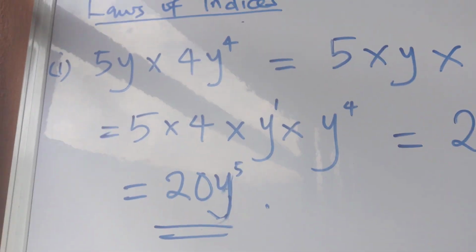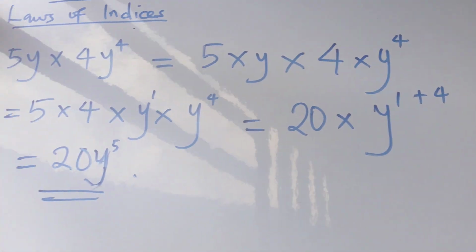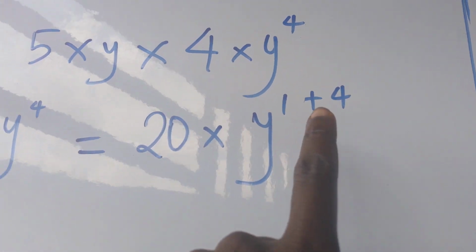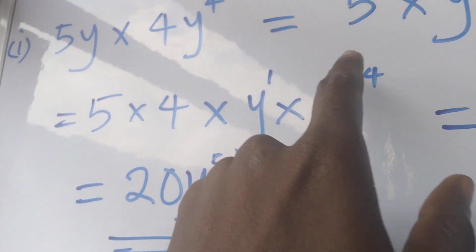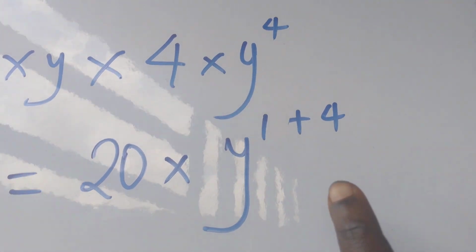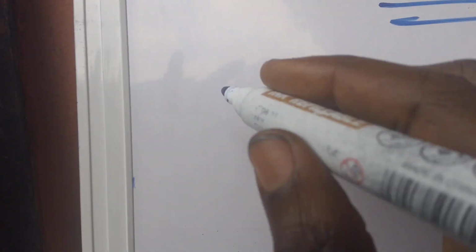So this is 5 times 4 times y raised to power 1 times y raised to power 4. That will give you 20 times y, where we added the powers. Adding the powers is 1 plus 4, so 20 times y raised to power 1 plus 4 gave us 20y raised to power 5. Final answer. Now we look at the next question.